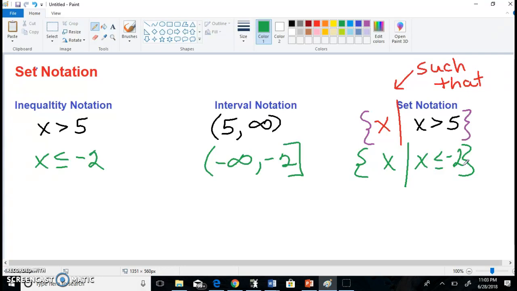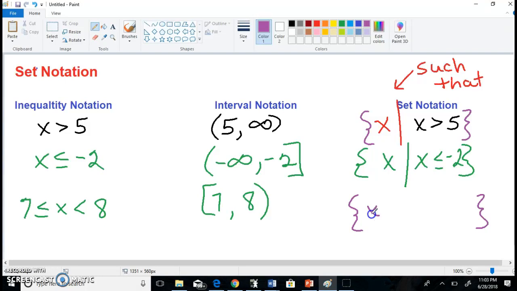Let's do one where it has X in the middle. Okay, so 7 is the smallest number, 8 is the largest. We can equal 7. We can't equal 8. So brace on the 7, parentheses on the 8. For our set notation, we do our braces, X, vertical bar, and then just write what we wrote for our inequality notation. That's really the only difference.